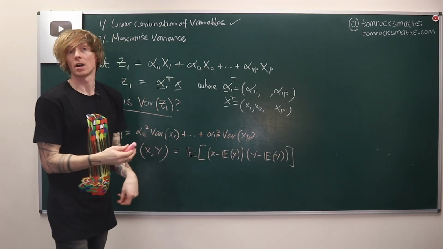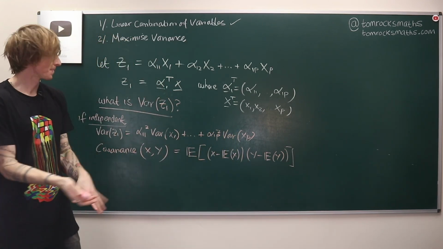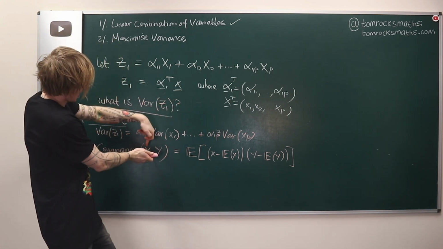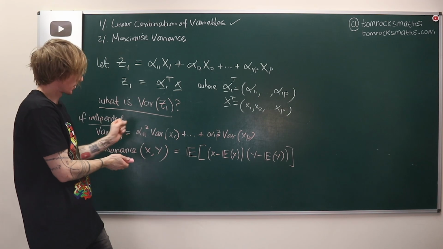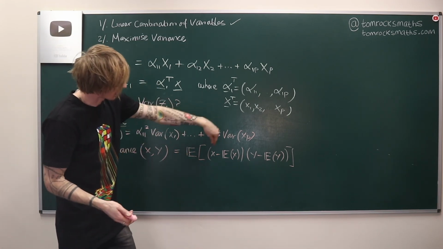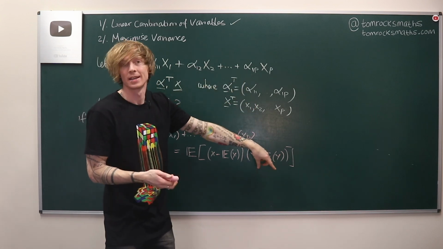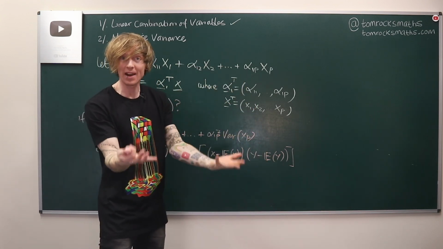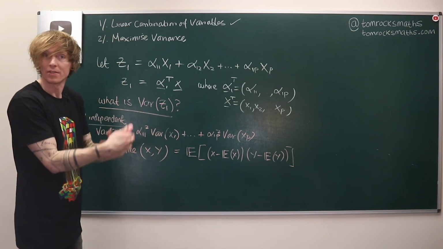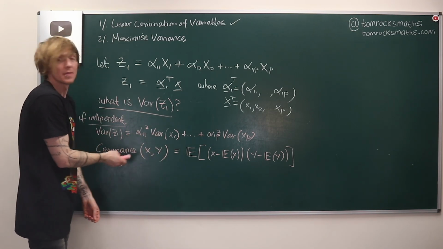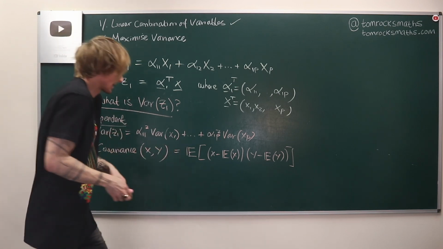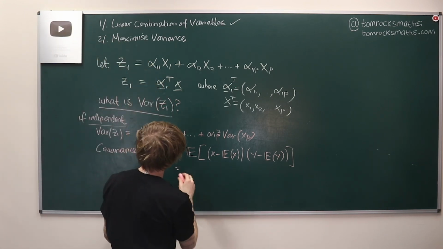Now, for those of you that are familiar with statistics or probability, you may recognize that if I were to replace y with x, so the covariance of x with itself, then you would get the expected value of x minus E of x squared. And that is exactly how we define the variance. So the covariance is just a more general version of the variance where we are allowed these two variables to differ. If we now expand this expectation, we are going to get the following.